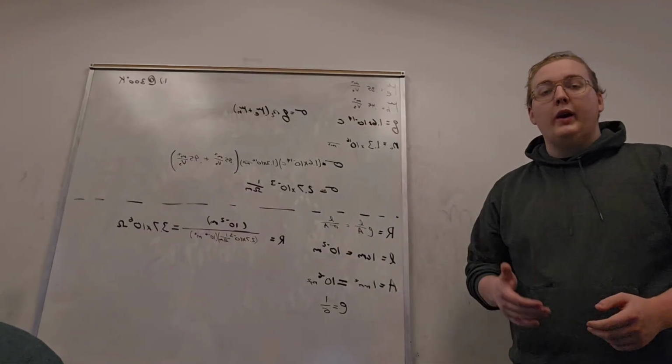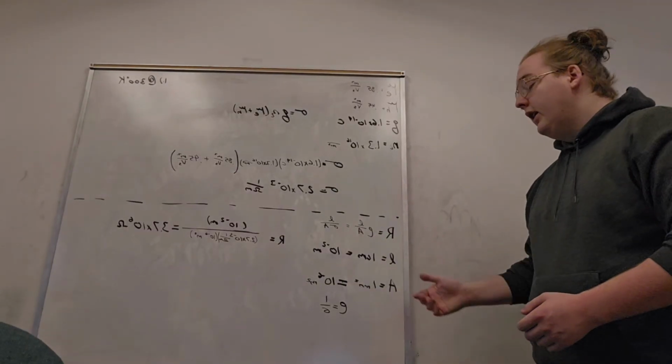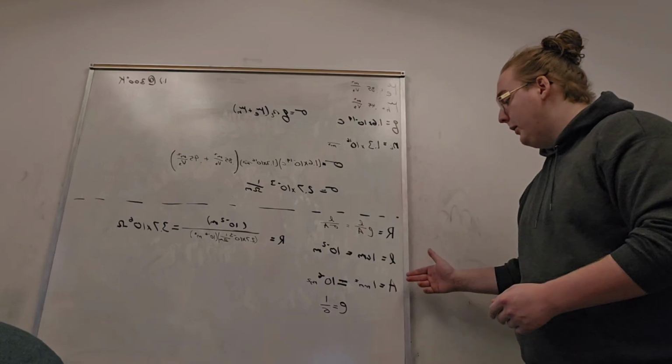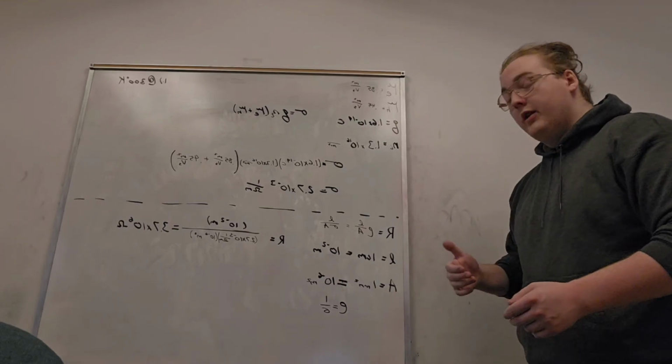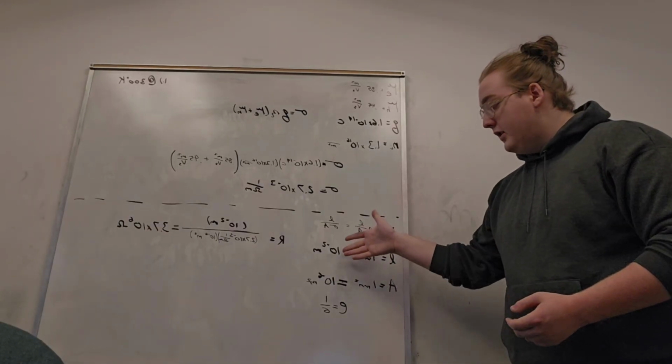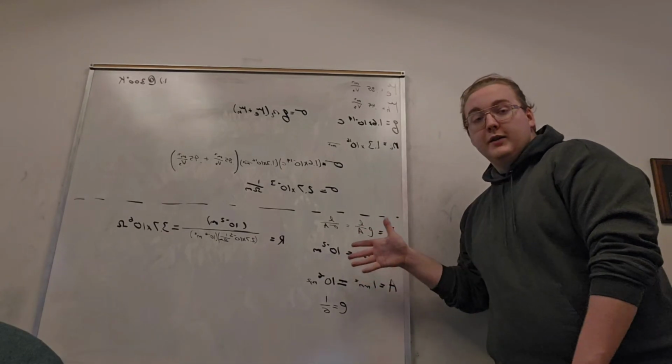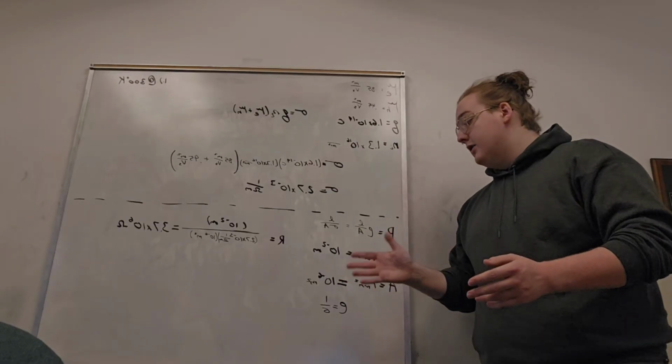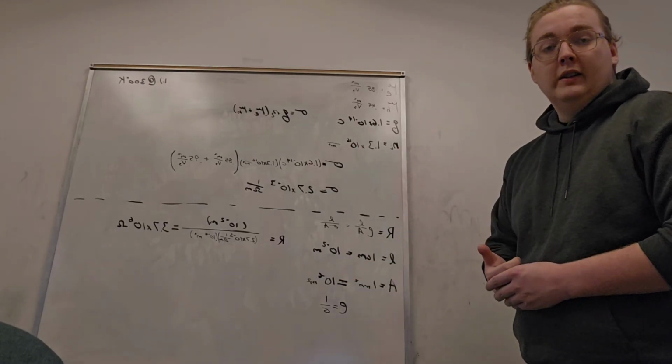For our resistor, we have a length of 1 centimeter and a cross-sectional area of 1 millimeter squared, which converted into meters, which we will use for this equation, is 10 to the negative 2 meters for our length and 10 to the negative 6 meters squared for our cross-sectional area.